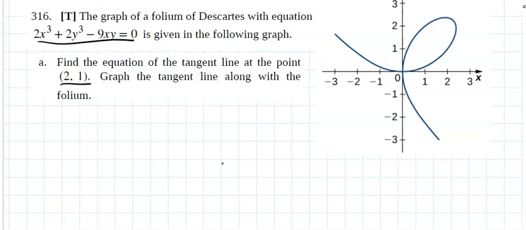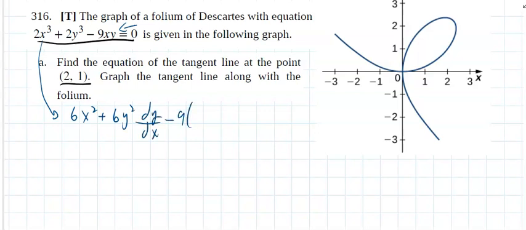We need the slope of the tangent. Slope of the tangent would be, take a derivative of this. Well, that's derivative of 2x cubed, bring the power down, subtract 1 from the power. Derivative of y cubed, bring the power down, subtract 1 from the power, times dy dx, because again, I don't know what that is, minus 9, I'm going to leave out, product rule. Derivative of the first times the second plus the first times derivative of the second. And of course, the right is 0.